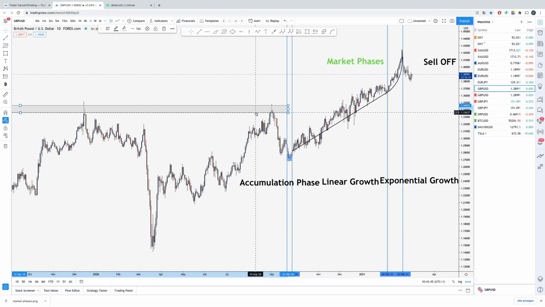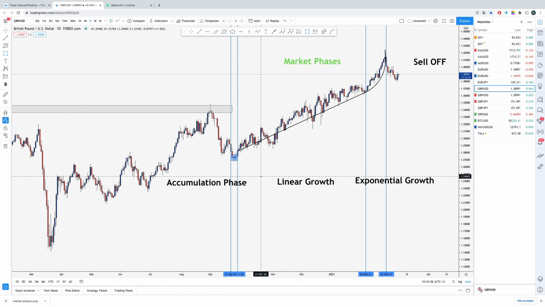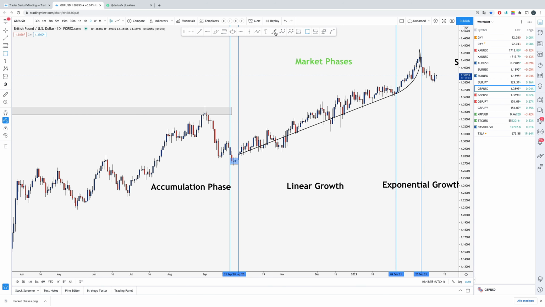The next level where hedge funds and financial institutions are interested in buying this market is at a strong level of demand, and in this case we had one over here. We can see from the daily perspective how they were accumulating positions on the lower time frames. This whole thing looks like a rectangle shape, and then the market breaks out and continues with a linear growth, as we have here in market phase 2.